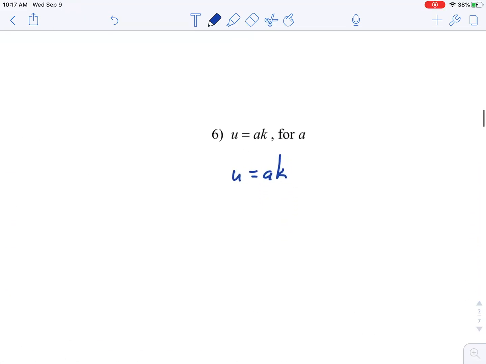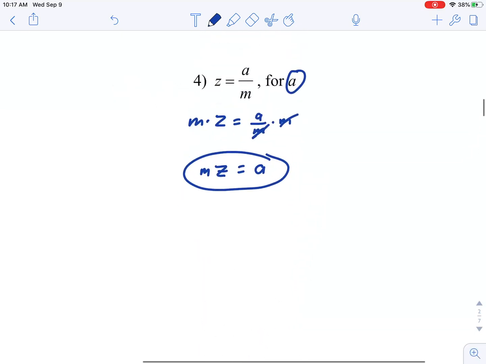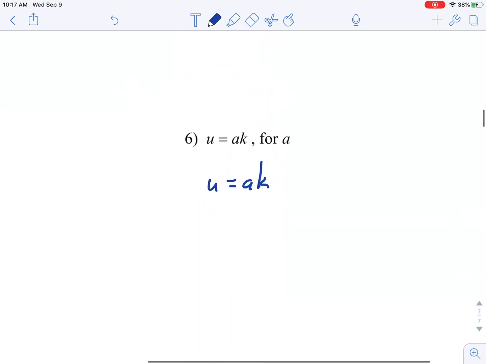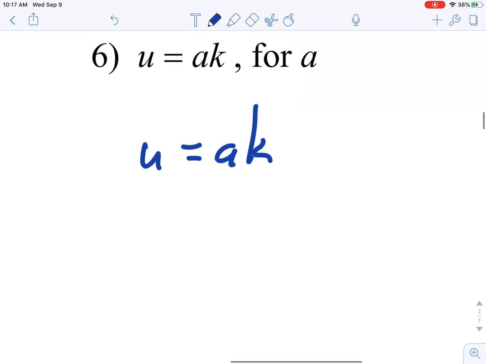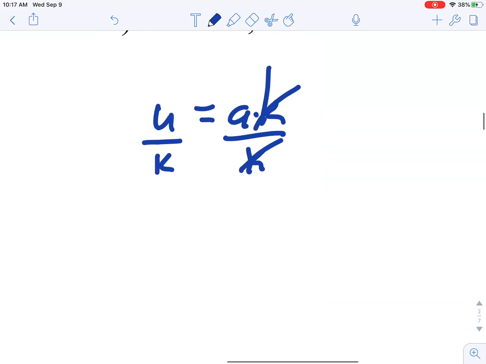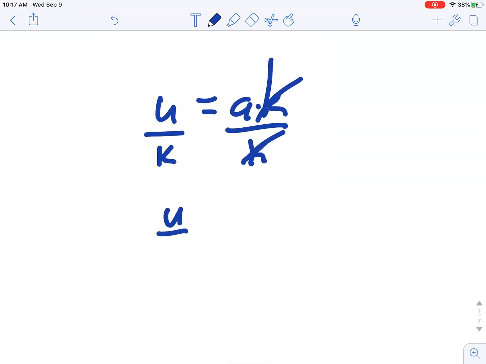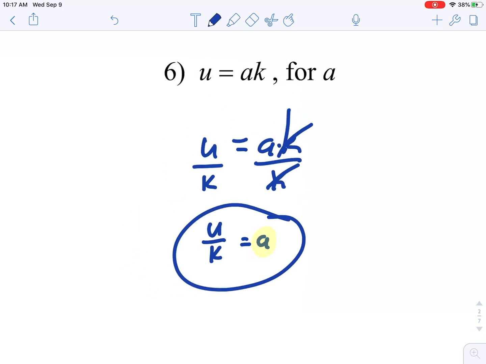Number 6. This one's kind of like this one, only in reverse. So we want to solve for a. This is a multiplied by k. So divide by k on both sides. The k's cancel out. Times k divided by k, you get u over k equals a. The a is isolated, so that should be the answer.